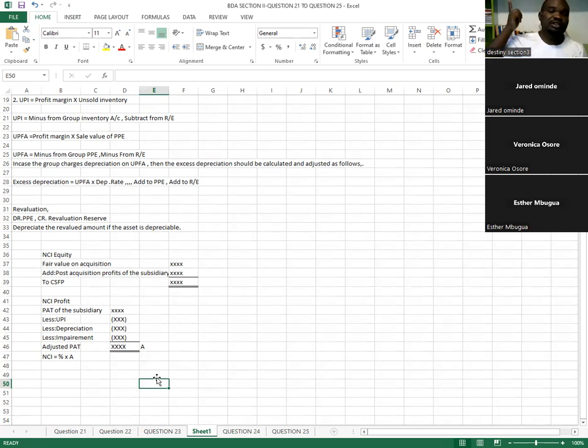But for the balance sheet, you just take their fair value on acquisition, you add post-acquisition profit. That is what you take to the balance sheet. But to the P&L, this is what happens. Correct.